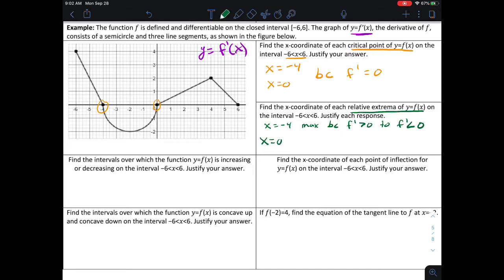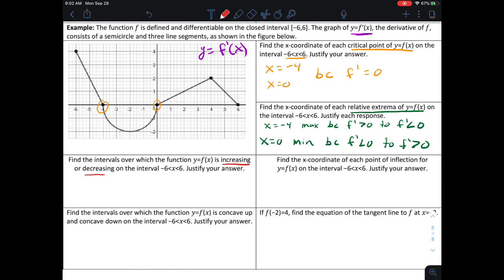Likewise, x equals 0 is going to be a relative extrema. It's going to be a minimum because my first derivative, which is the graph we're looking at, changes signs from negative to positive at that point. So we're still using the justification that we used before in the previous section, but we're just having to make these conclusions by looking at the graph.